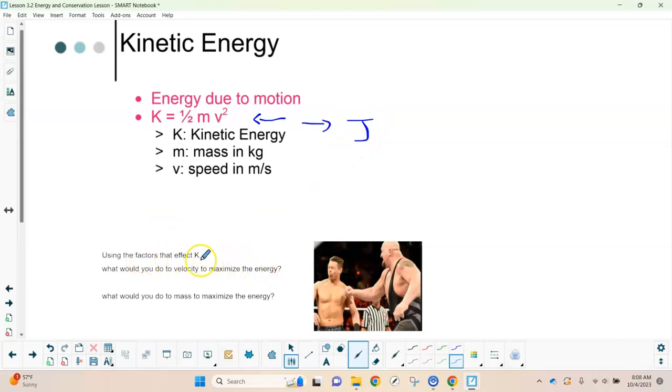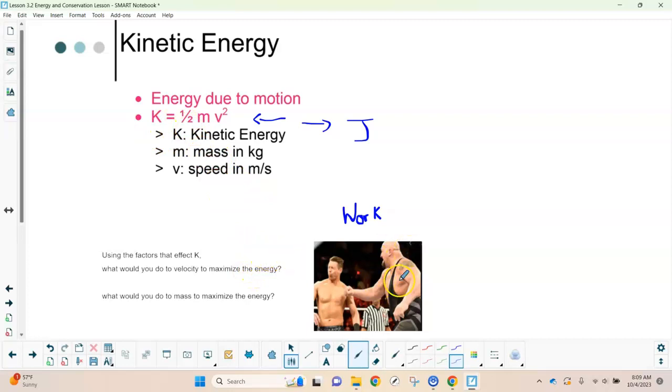And it says, using the factors that affect kinetic energy, what would you do to maximize the amount of work? So we're going to treat this concept of energy and work as the same thing. It's just our system that determines whether it's work or just another form of energy. I watched wrestling when I was a kid, so I like to use examples with wrestling because it's pretend violence. I do not condone real violence, but it gets you the ideas and the concepts that you want.